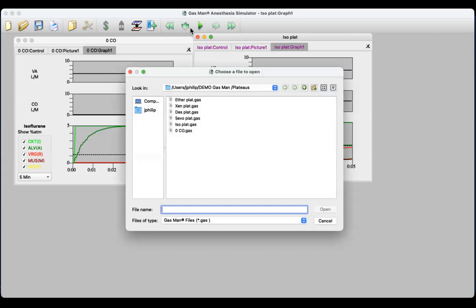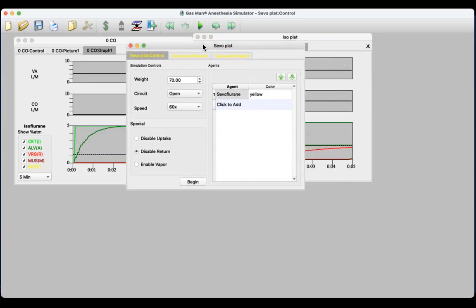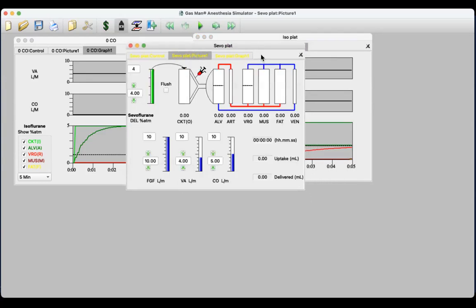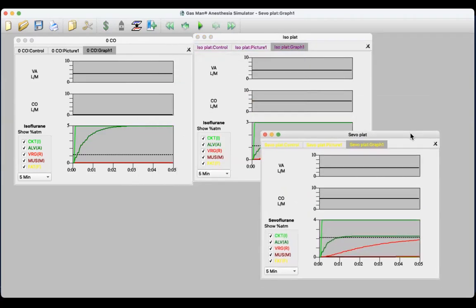And I'm going to do another simulation now, and I'll do that of sevoflurane. And we'll run that simulation. Rising rapidly and now rising more slowly. The graph looks like this, and it's a very similar graph to the other one. What we'll do now is an overlay of these graphs that we've done so far.